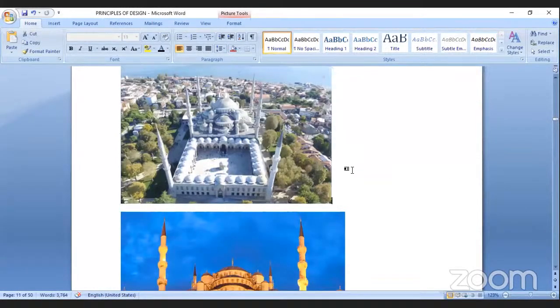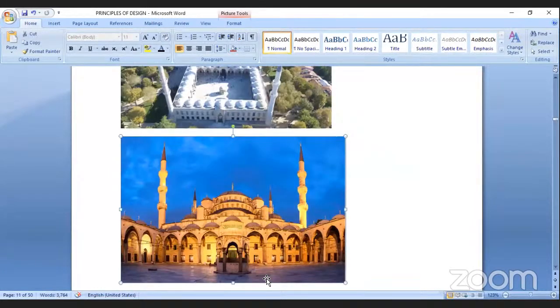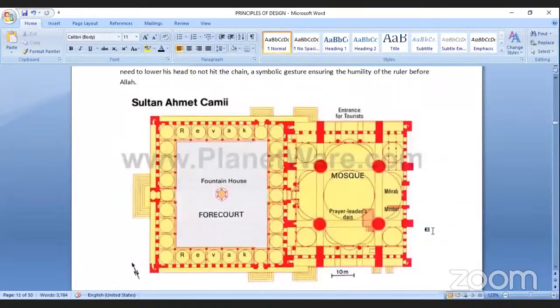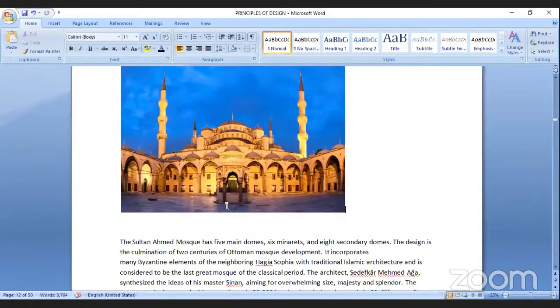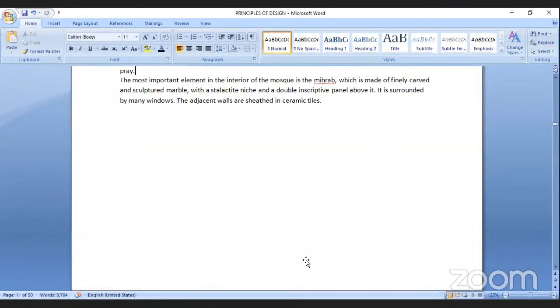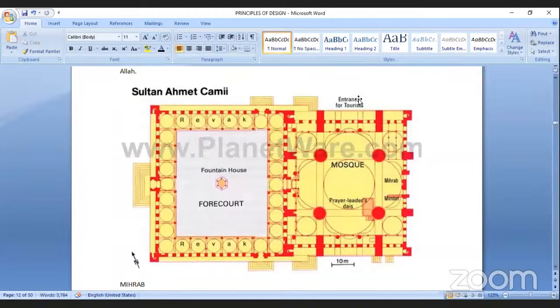This is the aerial view of the Blue Mosque. This is the front view. The architecture of it, structurally speaking, is quite simple. This is the courtyard in the front. This is the architecture plan of it. As you can see, this is the forecourt which you saw in the second image. There's a fountain house. This is the mosque or the prayer hall. This is the entrance for tourists. This is the river, we'll see what that is. Then this is the mihrab and minbar.